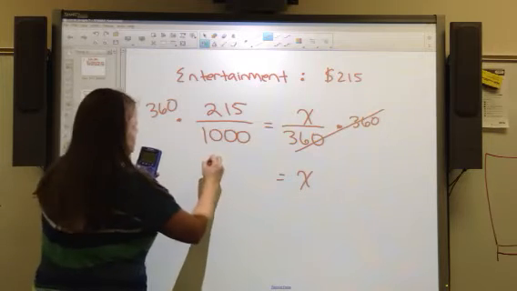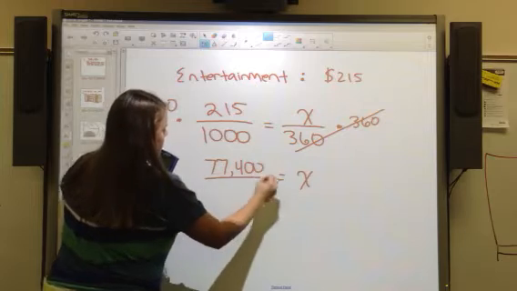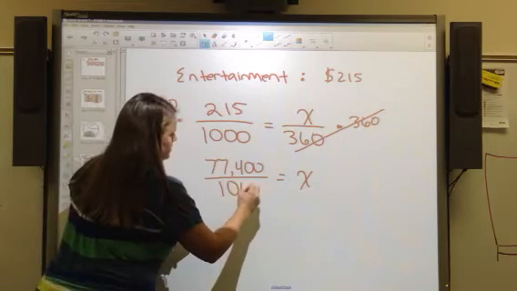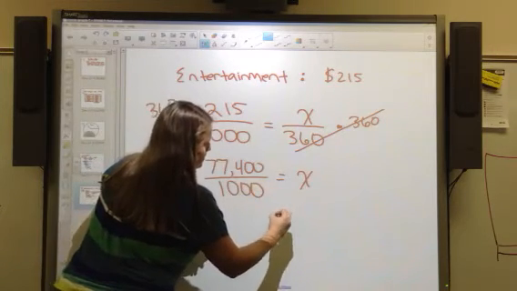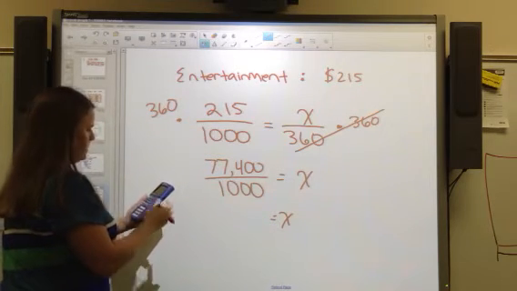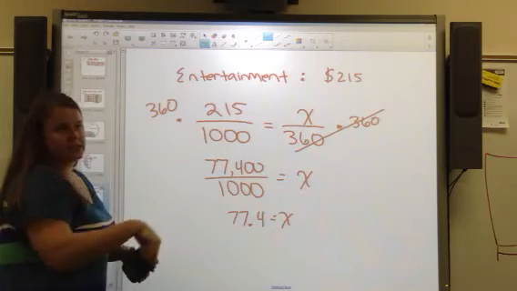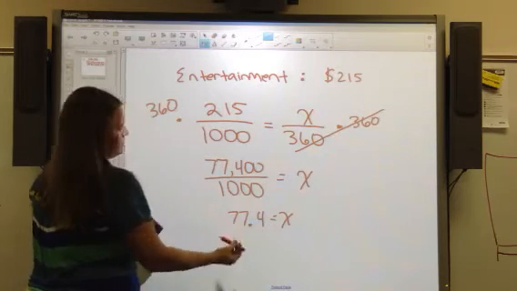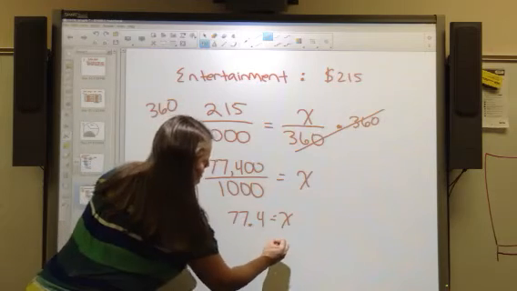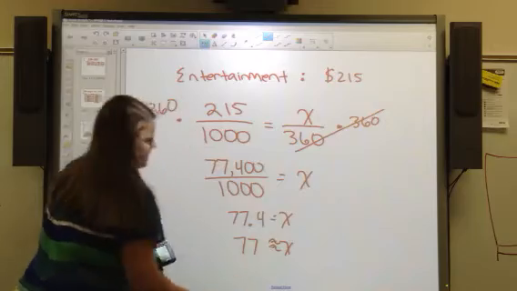And that equals 77,400 over 1,000. And then x is going to equal 77.4. Well, that's going to round down because 4 is less than 5. So x is going to be just 77.